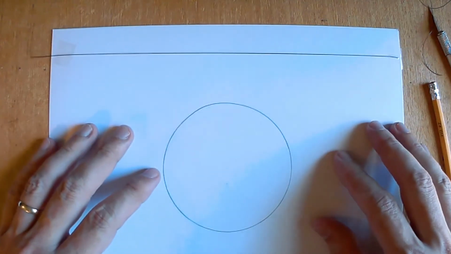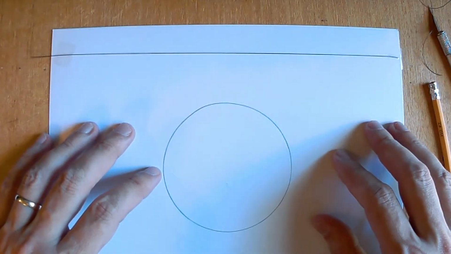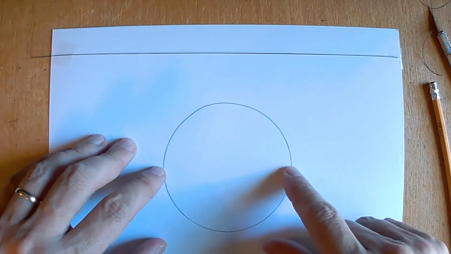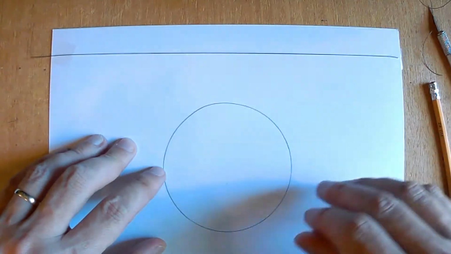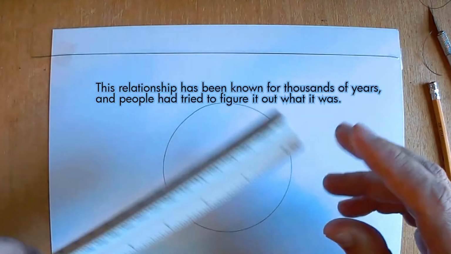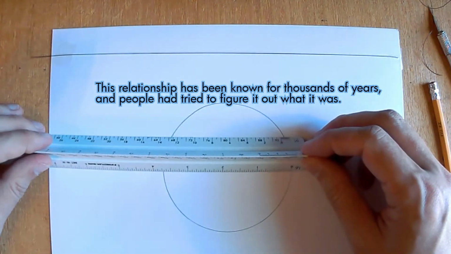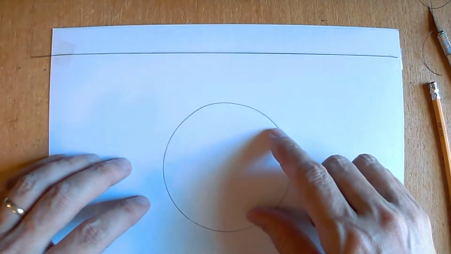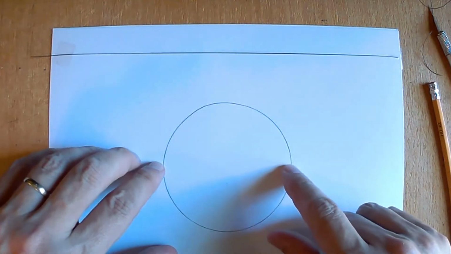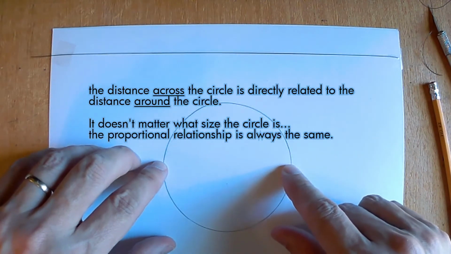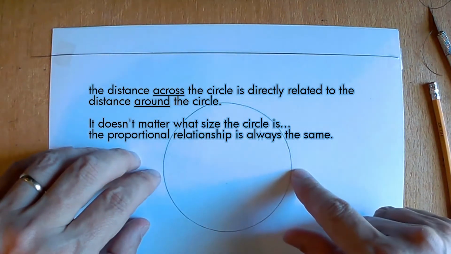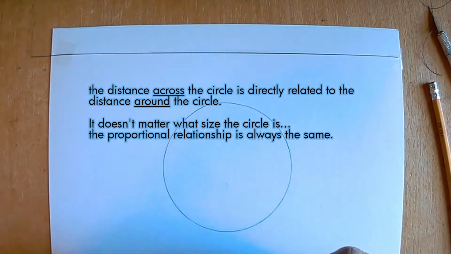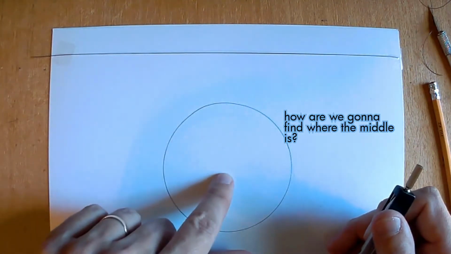Now, a long time ago, people found something very, very interesting about the relationship between the distance across a circle and the distance around a circle. And what they found is that if you get the distance from edge to edge, the diameter of a circle, and compare it to the distance around a circle, it's very, very interesting, the relationship that's formed. So, first thing we have to do is find the exact center of this circle.